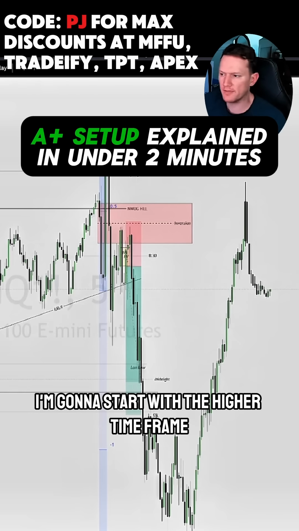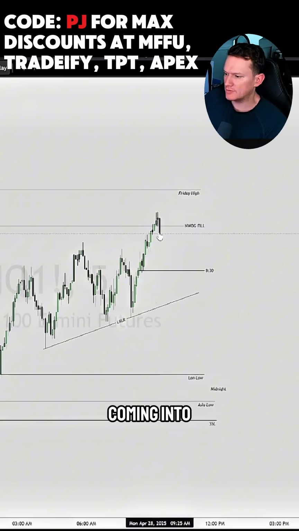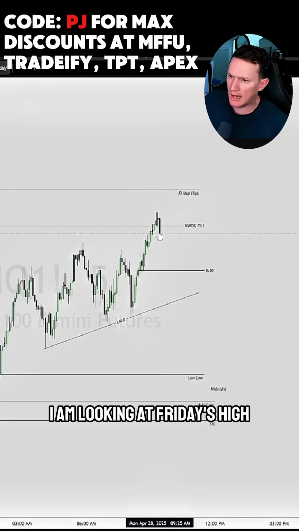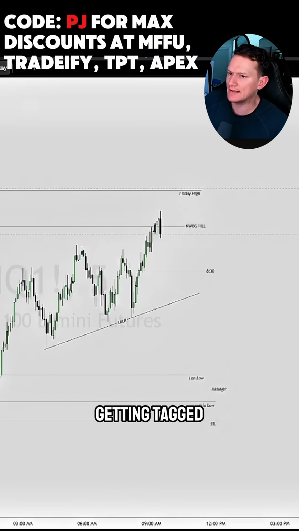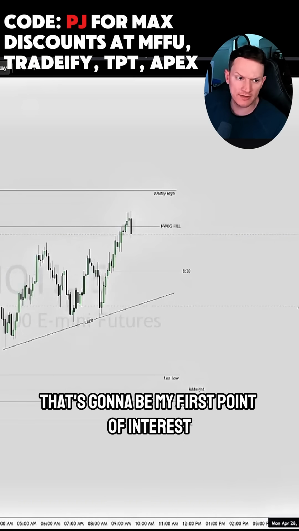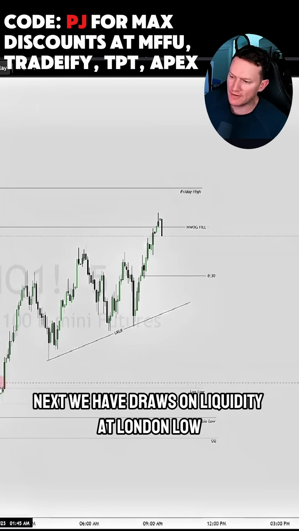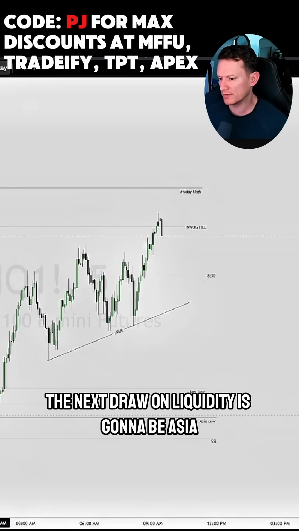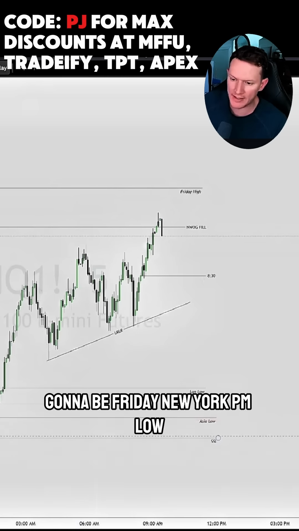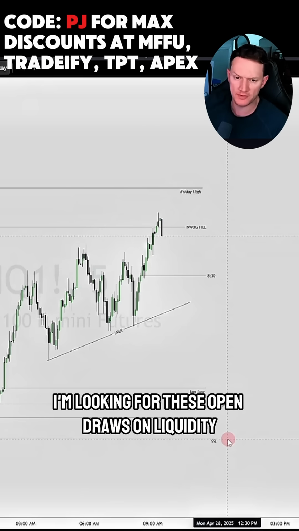As always, I'm going to start with the higher time frame draws on liquidity. Coming into New York 9:30 opening bell, I am looking at Friday's high getting tagged. Okay, that's going to be my first point of interest, that first draw on liquidity. Next, we have draws on liquidity at London low. The next draw on liquidity is going to be Asia. And then below that is going to be Friday, New York PM low. I'm looking for these open draws on liquidity.